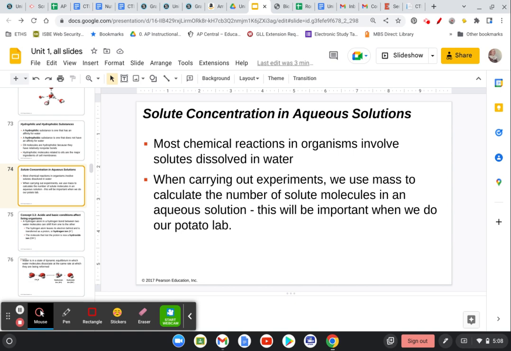I'm also alluding here in this next sentence to aqueous solutions and solutes, and that will come up when we get to talk about our potato lab. The potato lab will be looking at osmosis and diffusion, which will actually be part of the second unit when we talk about transport.